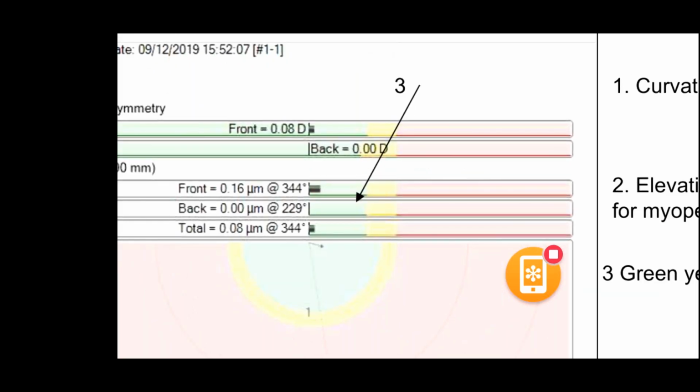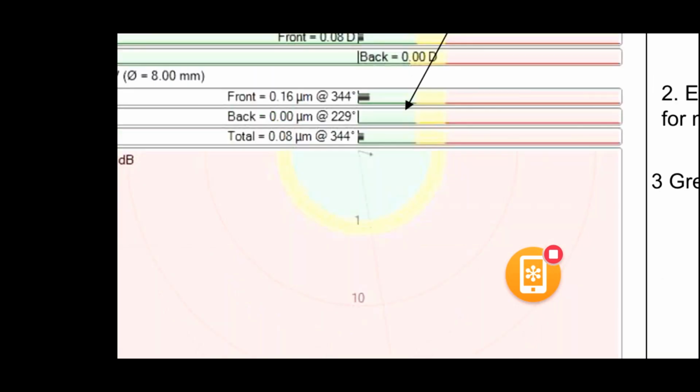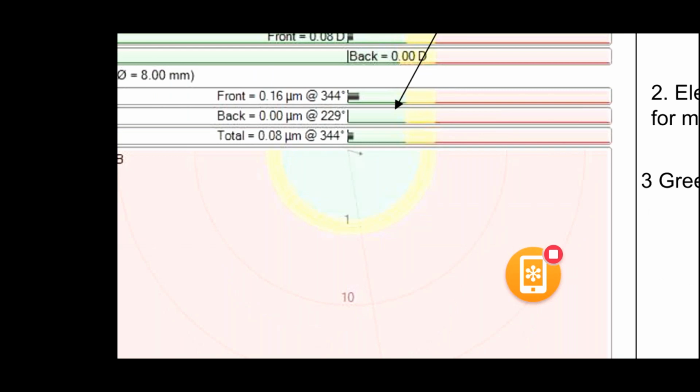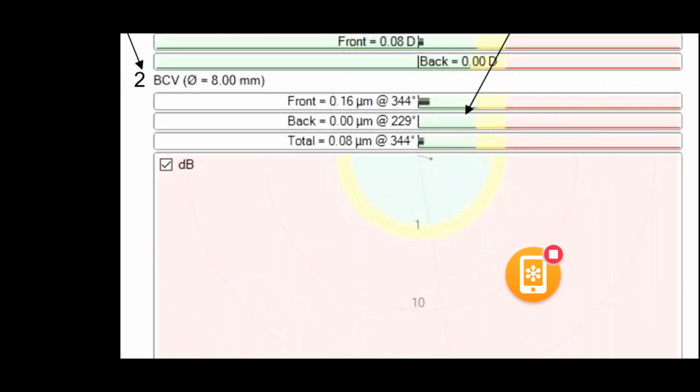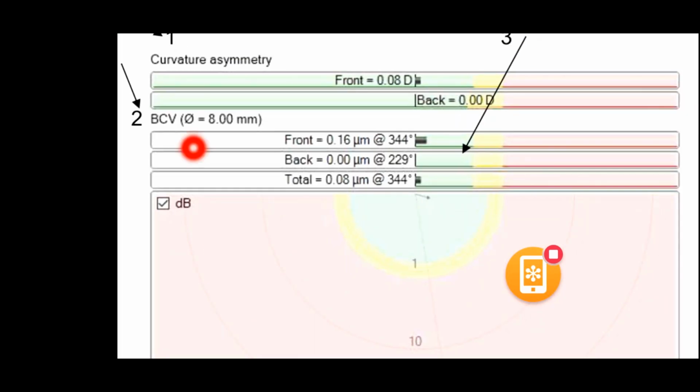Okay, so the color coding over here: green is normal, yellow is a little risky, and red is scary. You see the arrow to BCV. Now again over here, it uses two things.